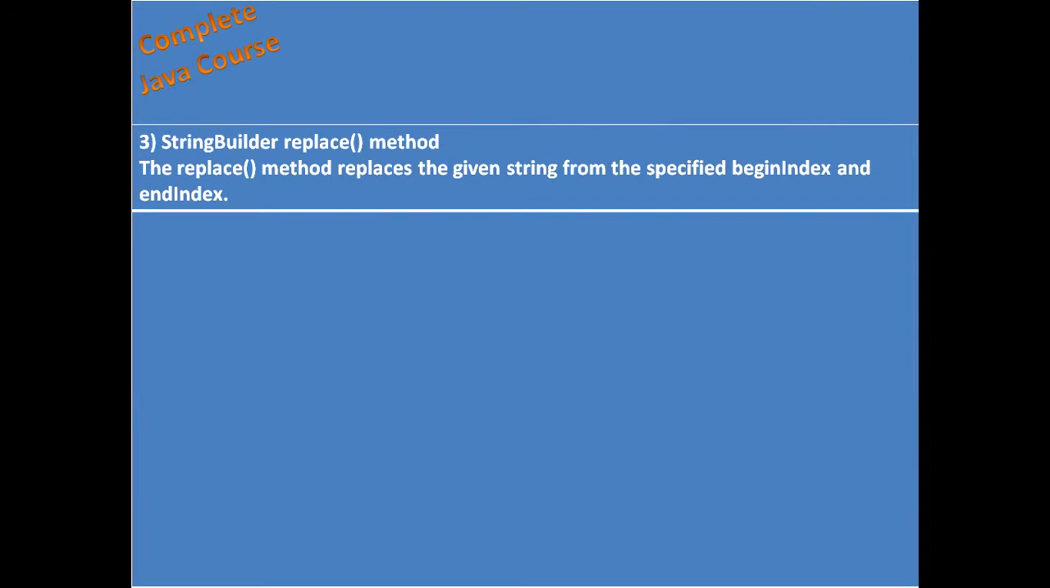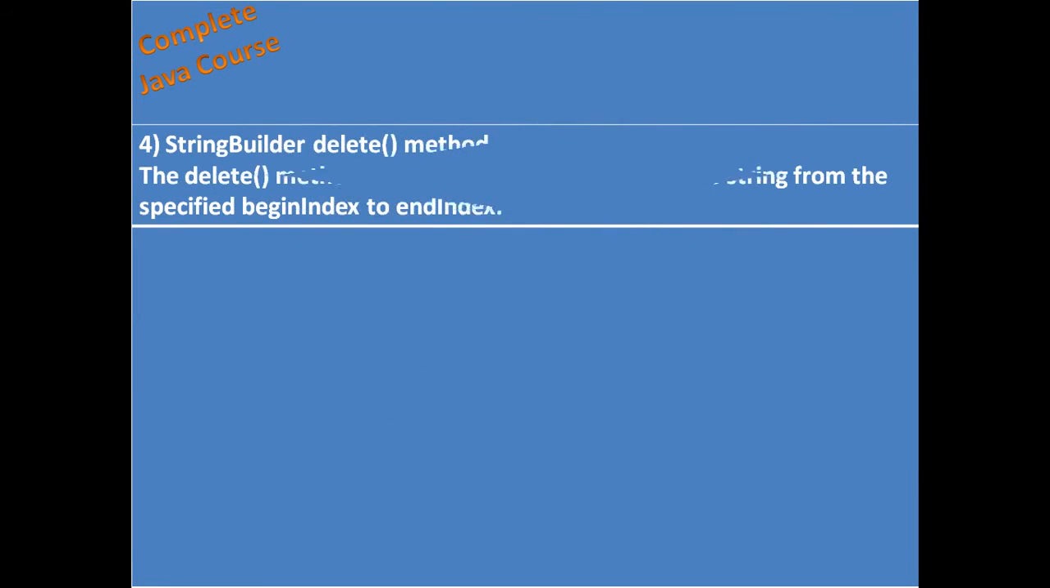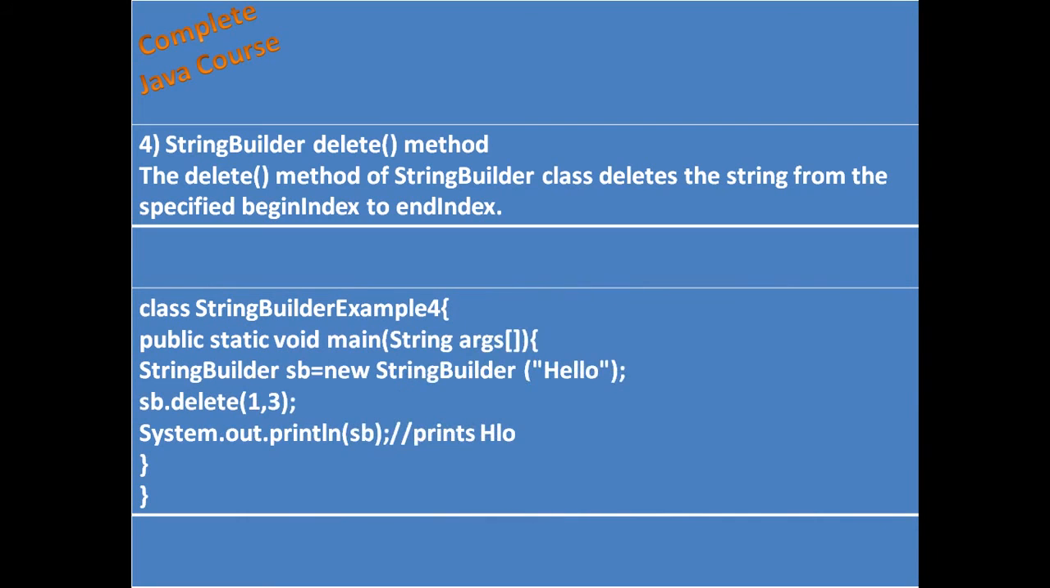The next method is the replace method. The replace method is used for replacing the string from the beginning index to the end index. This is the example of the replace method. We have already discussed the replace method in the StringBuffer class. It works the same as the StringBuffer replace method. The next method is the delete method. It is used to delete the string from the beginning index to the end index. And this is the example for the delete method.